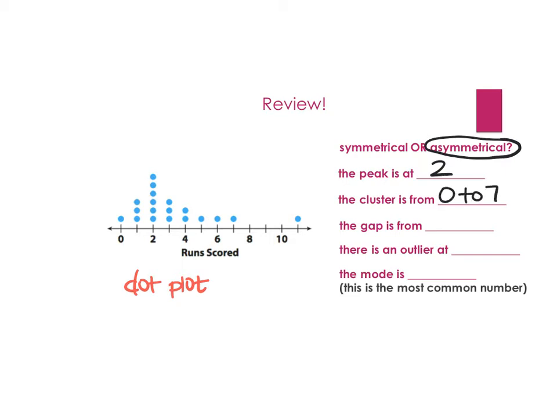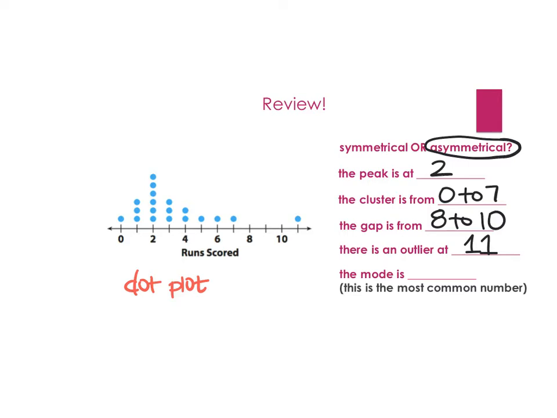Okay, do we have any gaps? Just kind of like your gap in your teeth. Exactly. So we have a gap here, and it is from 8 to 10. And then an outlier. It's way out there. What number is way out there? Yes, we have an outlier at 11. If it was helpful to you, you might have also said it's a house out in the country, a house away from the city.